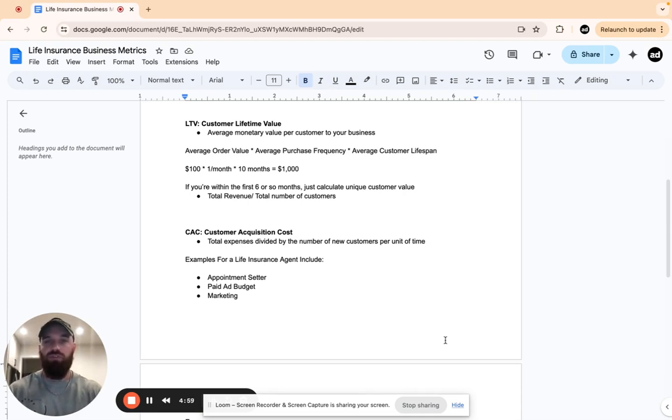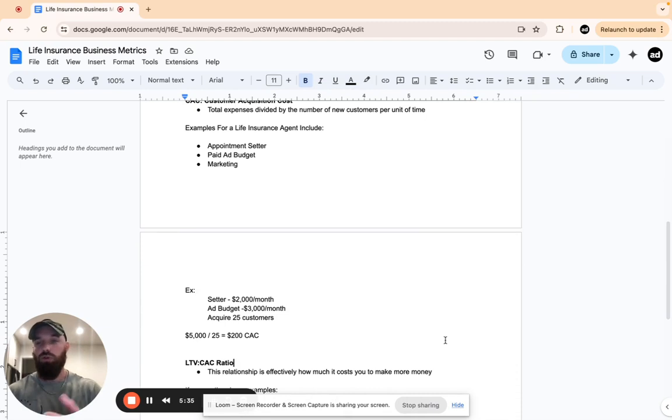With that being said, moving on to CAC, that is your customer acquisition cost. That's going to be your total expenses divided by the number of new customers, and that's going to be measured per unit of time. So some examples for acquisition costs that we see that life insurance agents or agency owners have, that we've also had ourselves as agents and agency owners, are going to be paying for either appointment setters, if you're paying them a wage or a commission. Maybe you have an ad budget right now, paying for leads, or whatever your overall marketing budget and expenses are.